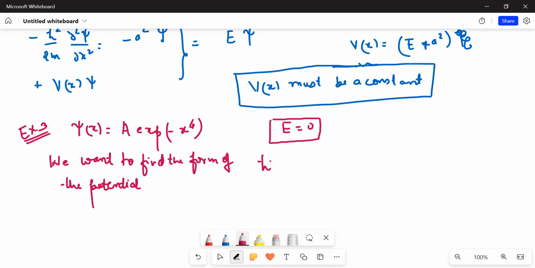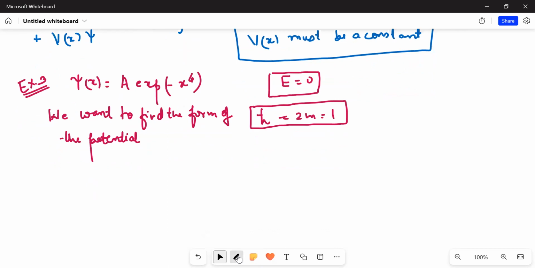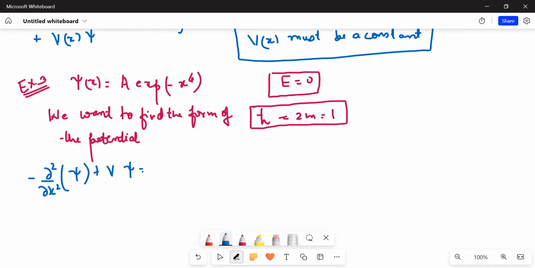And for simplicity, consider that h-bar and 2m are all equal to 1, so that you don't get bothered writing all these things time and again. Okay, so if you have this, then clearly I can do this: minus h-bar squared upon 2m is simply 1. So this is minus del square upon del x square times psi plus V psi is equal to 0, because the total energy has been given to me as 0. So now things are at an easier front.